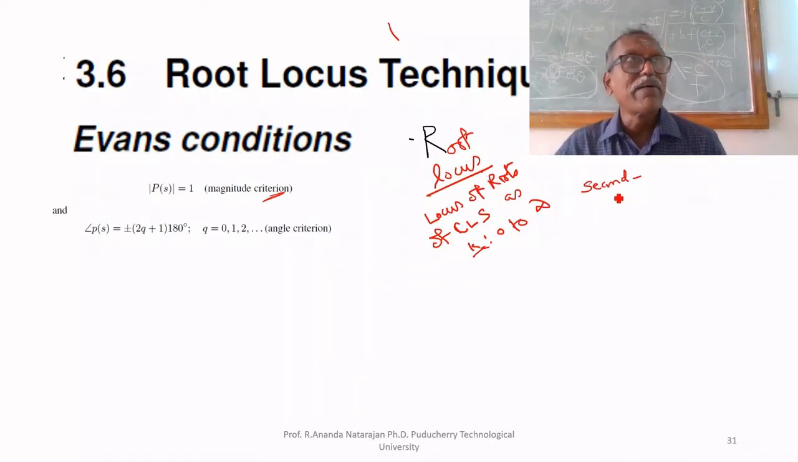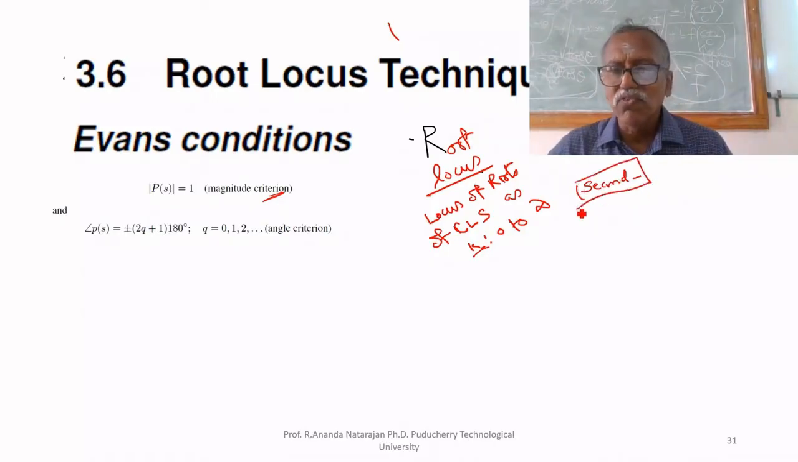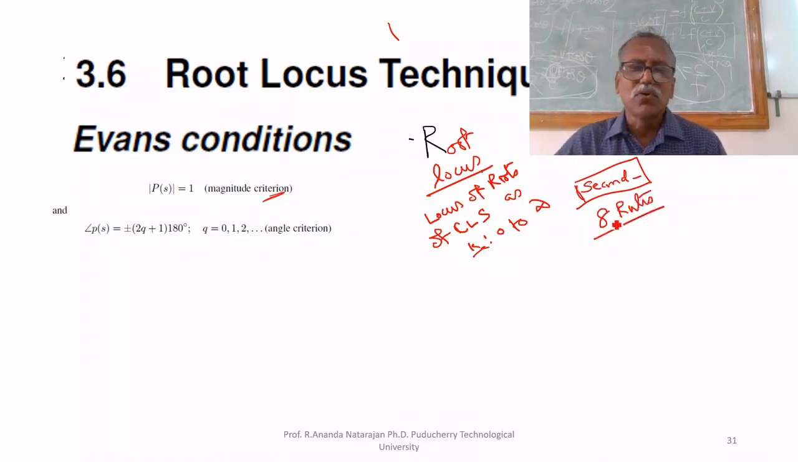So some techniques, shortcut methods, are there to draw the root locus without finding roots. There is a set of 8 rules. By using that, we can find the root locus. Let us see all those rules.